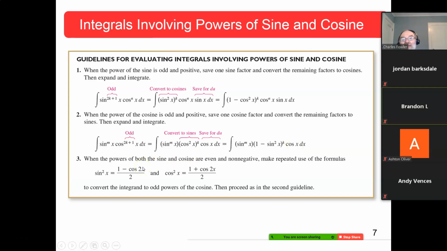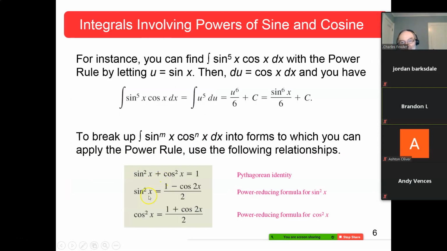Now, here's the problem. What if they're both even? If either one of them's odd, easy to do. If they're both even though, and non-negative, of course they have to be non-negative, here's what you do. Make repeated use of the formulas for sine squared, because it's going to be even. Remember that one we had here? These two here? Make that 1 minus cosine 2x over 2. That's your power reducing formula. Or the cosine squared power reducing formula.